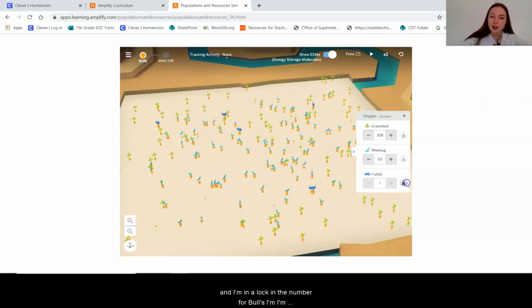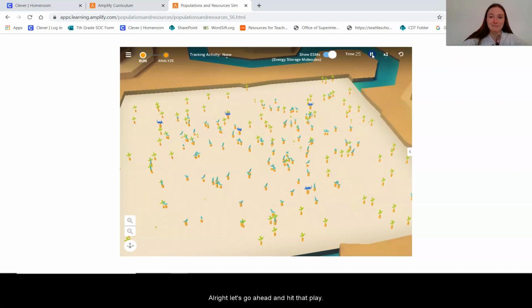And I'm gonna lock in the number of furballs. I'm going to leave the green leaves alone, as we said. I'm going to leave oxygen alone. Just make sure that there's nothing else being changed, because I really want to understand whether the furballs are affecting things in the weebug populations. All right, let's go ahead and hit that play.